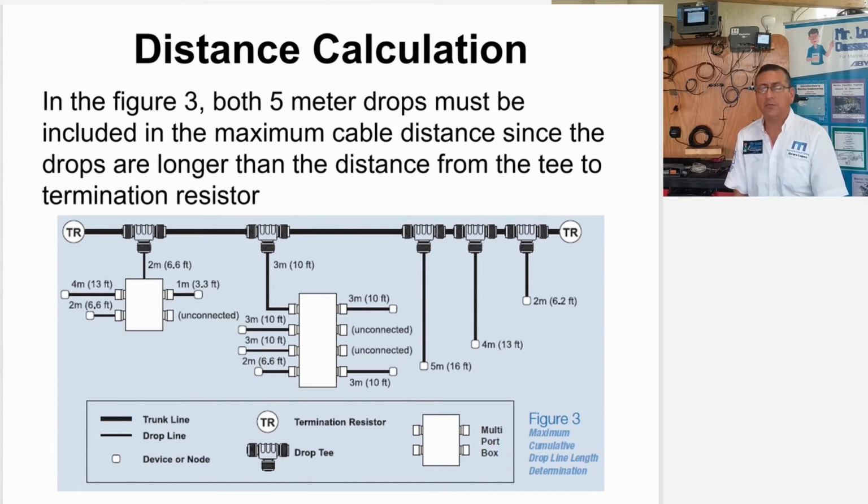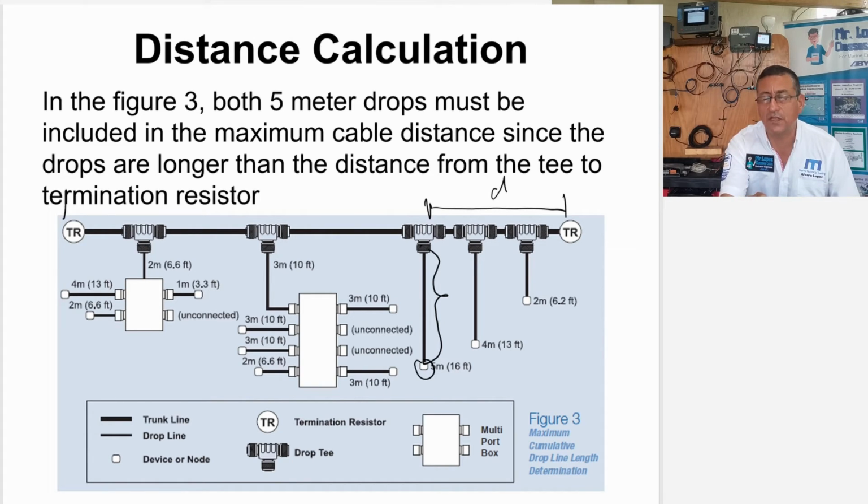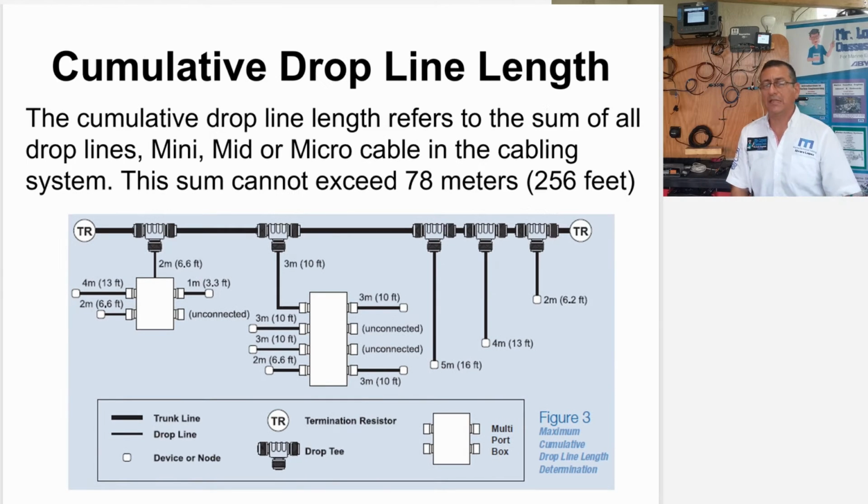Alright, in this particular picture, the 5 meter drop line, this one, look, 5 meters, should be included in the maximum cable distance, since the drop is longer than the distance from the T to the terminal resistor. That distance is smaller than the distance between the T and the equipment. For that reason, in the calculation of the maximum distance, we are going to include this one. Okay, let me explain another example.